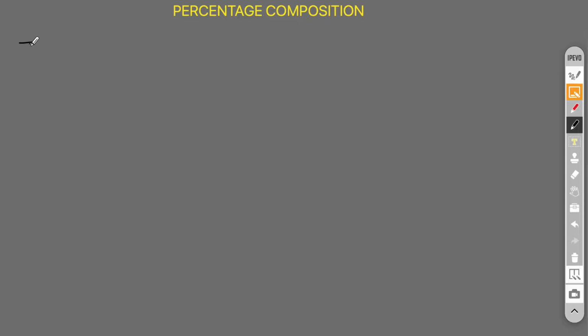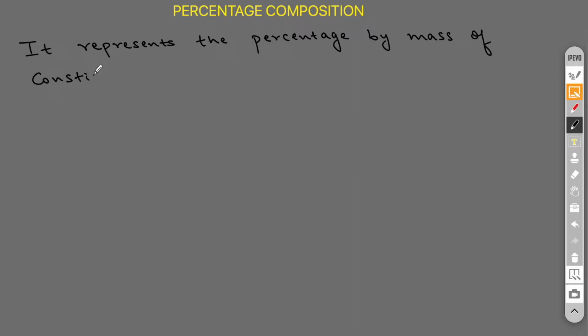Today we are gonna talk about percentage composition. We'll write that it represents the percentage by mass of constituents. Constituent can be atoms or molecule. Constituent is basically a part of the whole compound. So percentage composition represents the percentage by mass of constituents present in the compound. This is the simple definition.